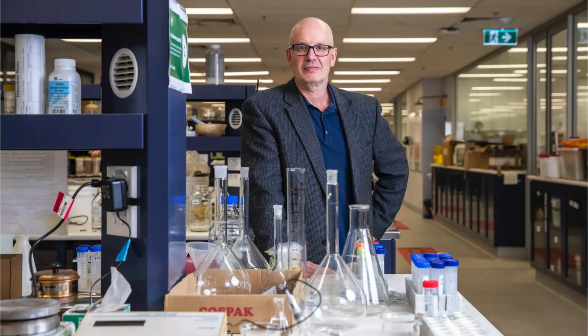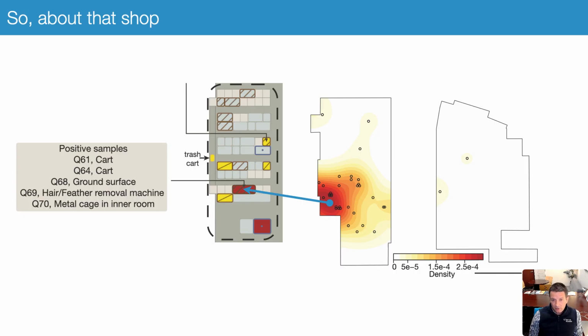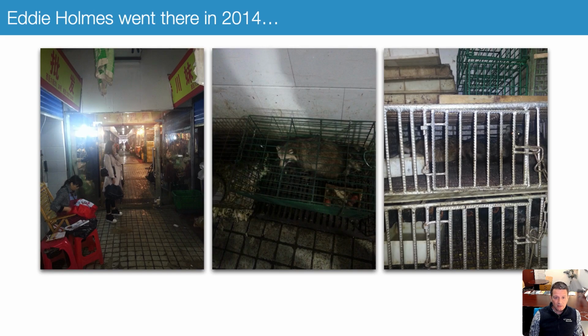And here's the thing. If we go back to this clustering of these particular samples where we see this close positivity of the environmental samples inside the market, Eddie went there in 2014. Eddie himself went to the Huanan seafood market. He was brought there to show an example of a market in which these types of animals were being sold and where we should probably be sampling. So he went there and he took photos.